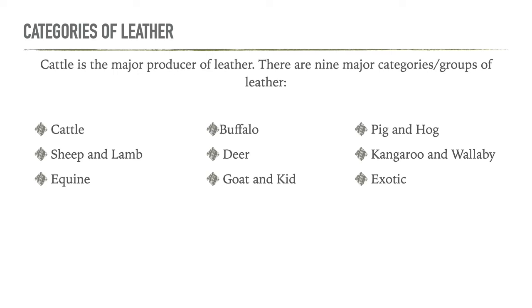The categories of leather. There are 9 major categories or groups that leather is placed in. Cattle is the major producer of leather. Let's go ahead and explore these categories. We have cattle, sheep and lamb, equine, buffalo, deer, goat and kid, pig and hog, kangaroo and wallaby, and exotic.